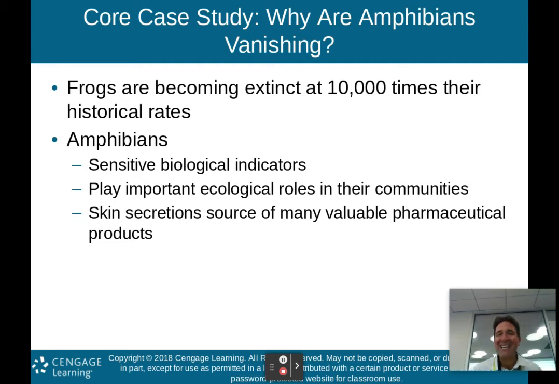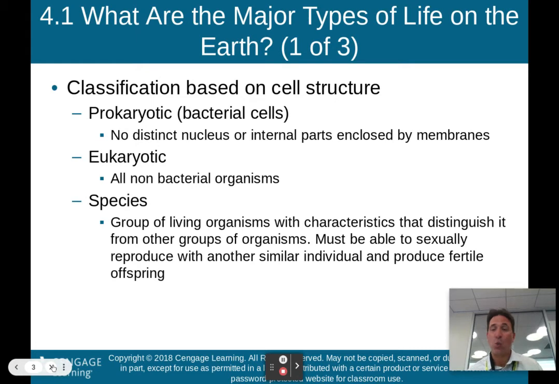Frogs are becoming extinct at 10,000 times their historical rates. Again, amphibians are sensitive biological indicators because of the reasons I just told you. They play important ecological roles in their communities, and they're also important for humans. Skin secretions are a source of many valuable pharmaceutical products, and so not only is the environment degrading that is killing these amphibians, but also human beings. We're harvesting them, or capturing them, to use those secretions, and that is also affecting their populations as well.